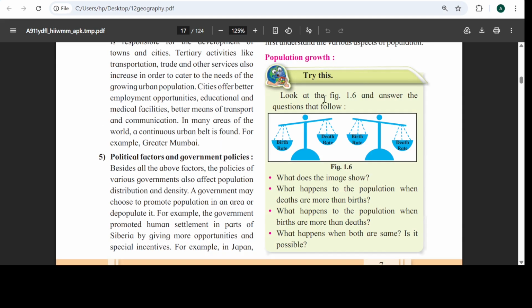Population growth. Look at the figure 1.6 and answer the questions that follow. What does the image show? What happens to the population when deaths are more than births? What happens to the population when births are more than deaths? What happens when both are same?